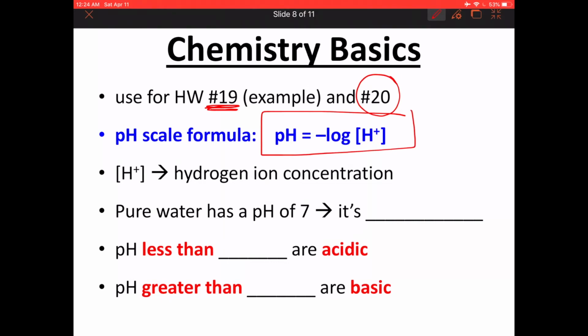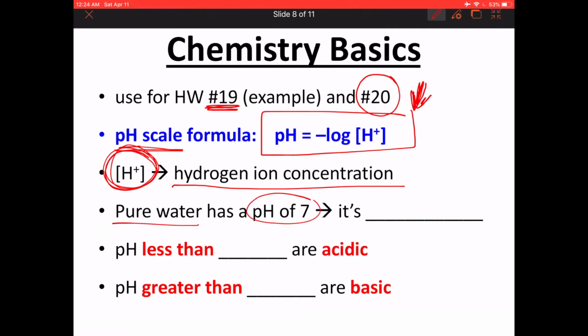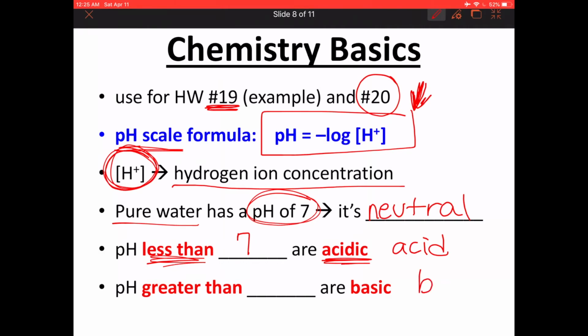Now the formula here for chemistry is going to be the pH scale formula, which looks like this. pH equals negative log of H plus. Now that H plus symbol represents the hydrogen ion concentration. Okay? Pure water has a pH of 7 because pure water is considered completely neutral. If something has a pH of less than 7, then it's considered acidic. And I'm sure, right, in science, you guys have talked about acids and bases. So if there's a pH of less than 7, it's considered an acid. If it's a pH of greater than 7, it's considered a base or basic. Okay? So here is the chemistry formula and how we are going to interpret that pH.